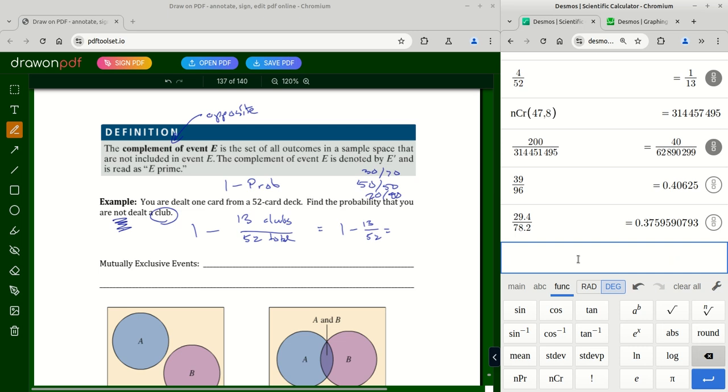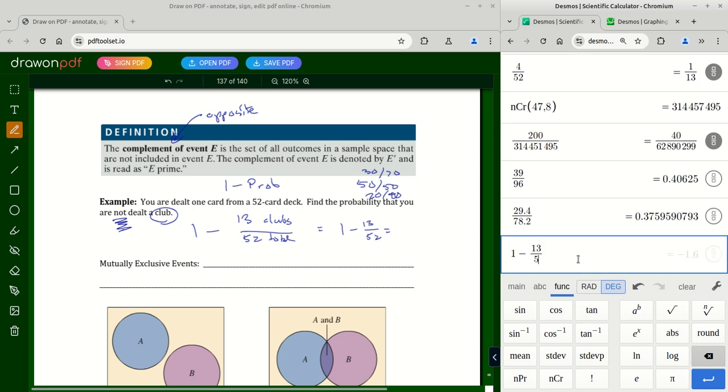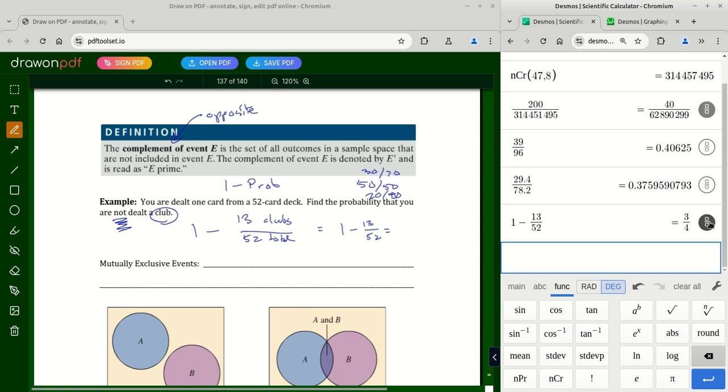Of course, you can count the other set of cards, okay? It would be 39 of the other cards. If you want to do that, that is totally fine. I'm just trying to show you another way. So 3/4 is my final answer, 75% essentially. Boom. Okay, and moving on to the next topic.